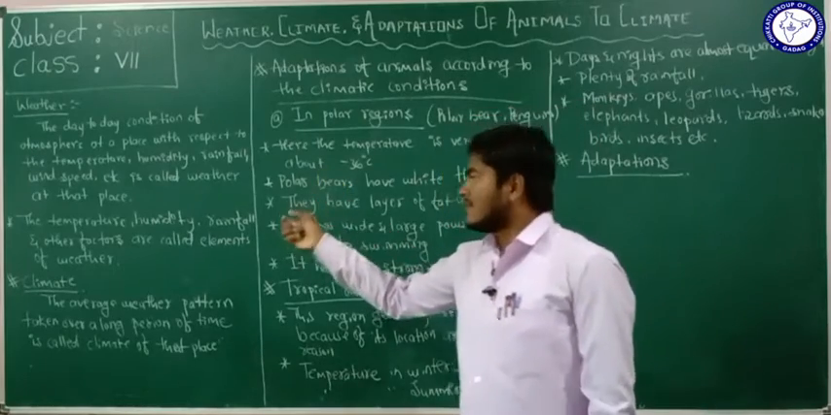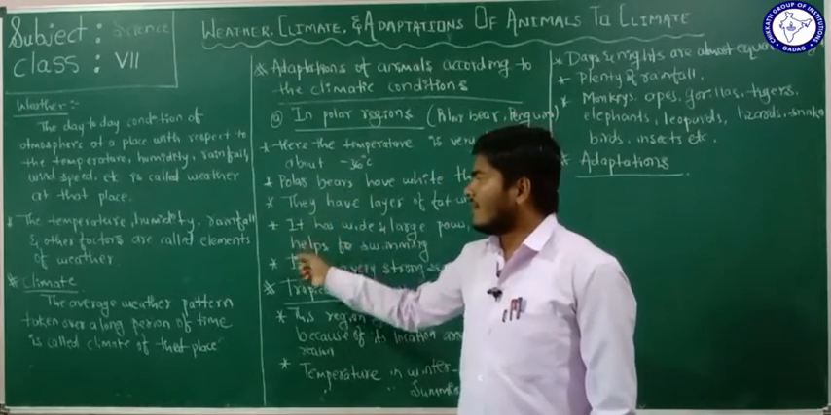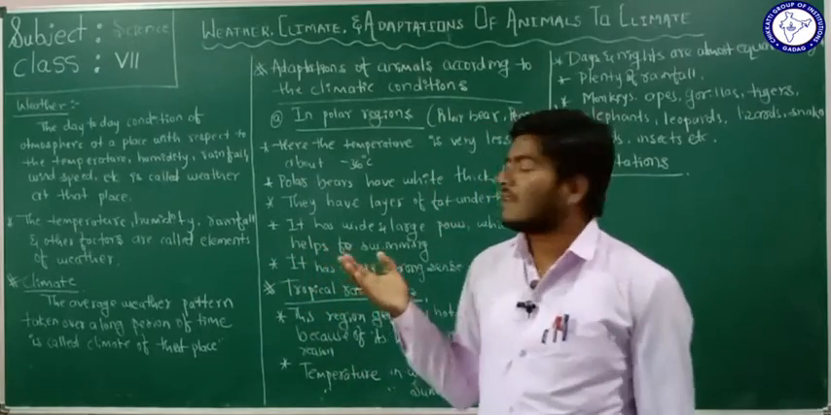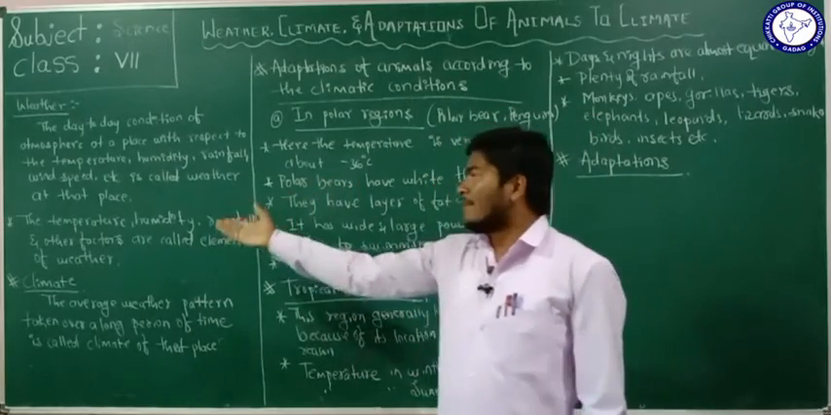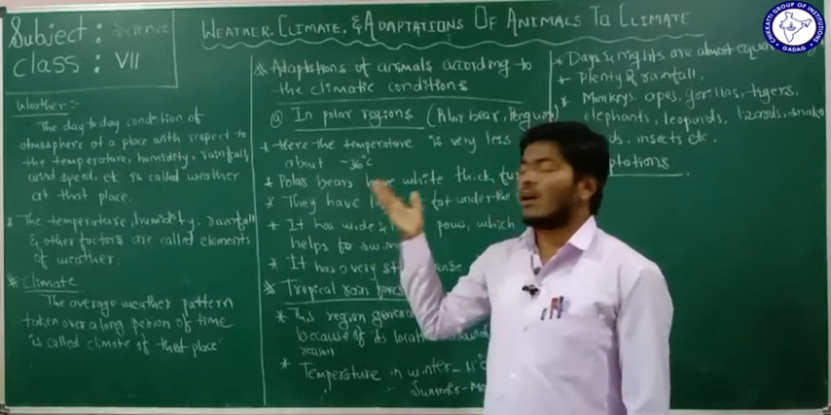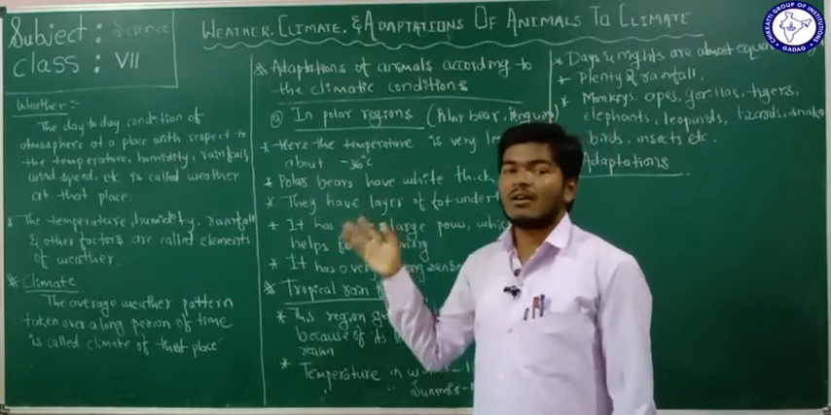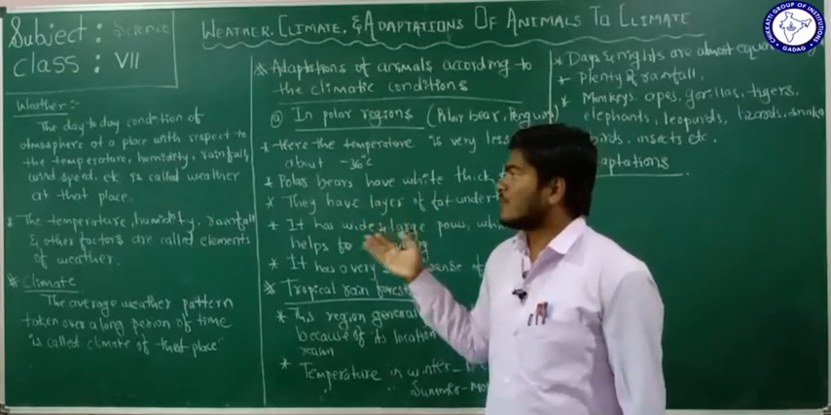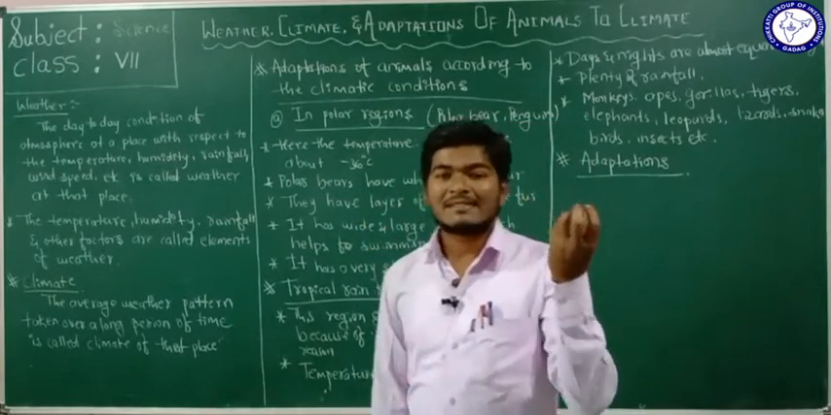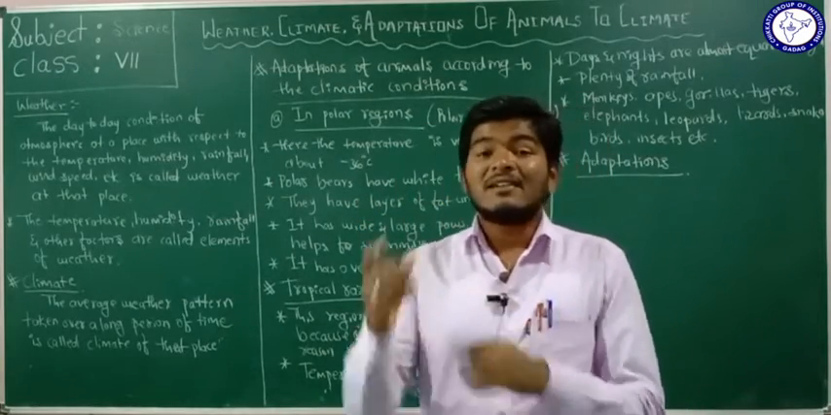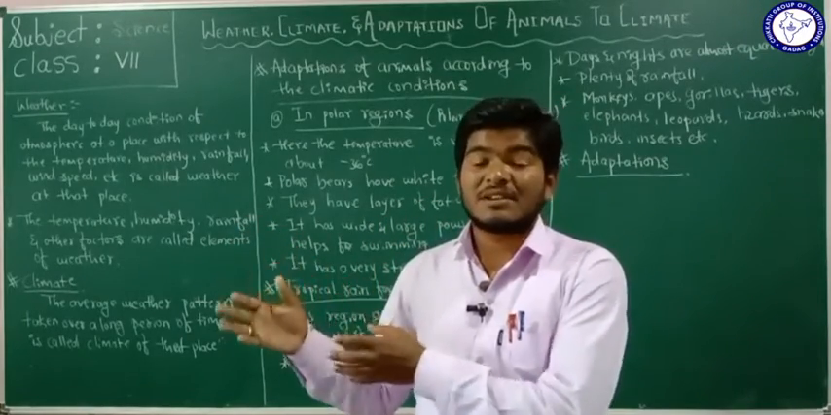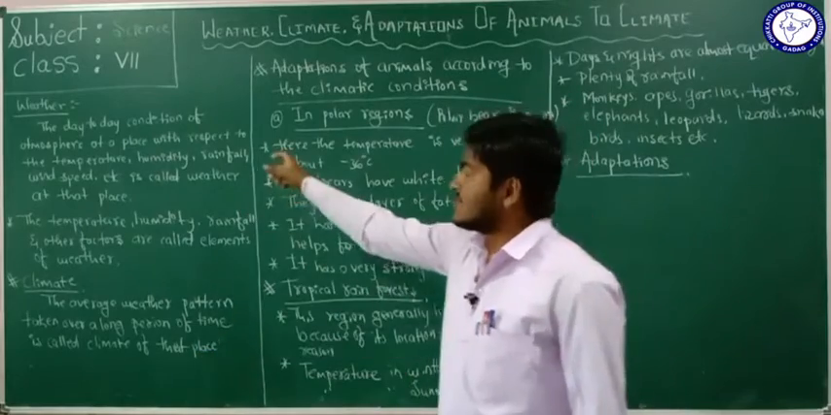The factors, the temperature, humidity, rainfall and other factors are called the elements of the weather. See here, the temperature, humidity, rainfall, wind speed, these are all called the elements of the weather. So it is clear that the weather is a daily condition, a daily temperature. What is the daily temperature? It is the daily condition of a day.